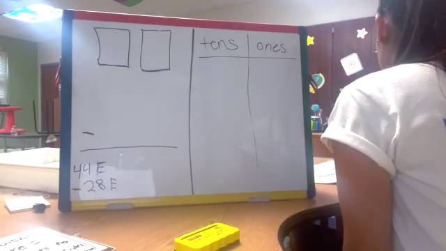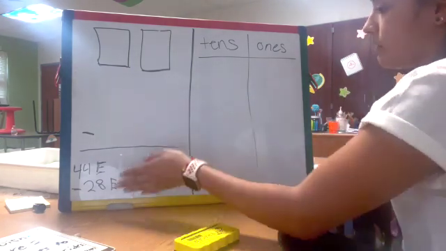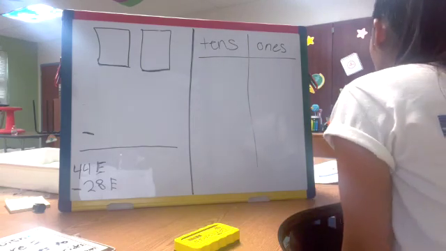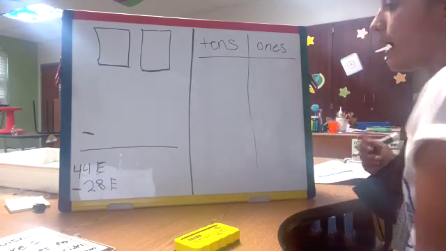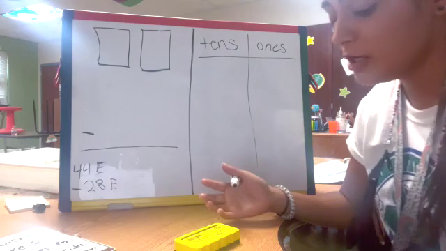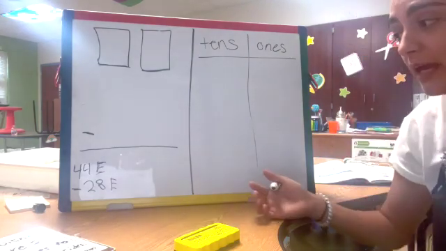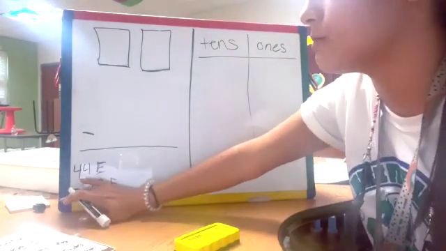He gives 28 erasers to his students. Okay, he gives away 28. How many erasers does he have now? Okay, I need to find out how many he has now. So if he had 44 and he gave 28 away, I must be subtracting.